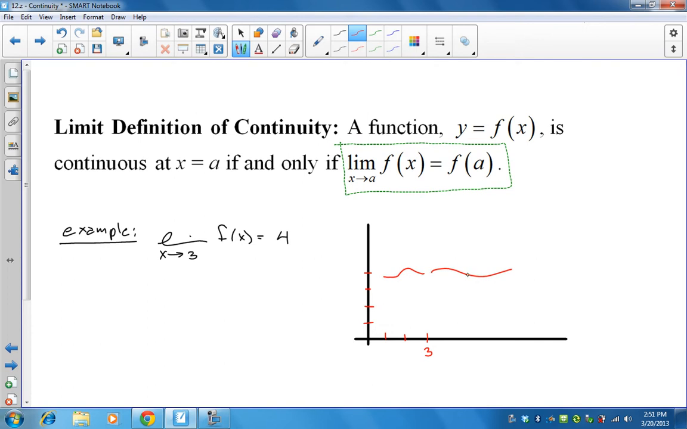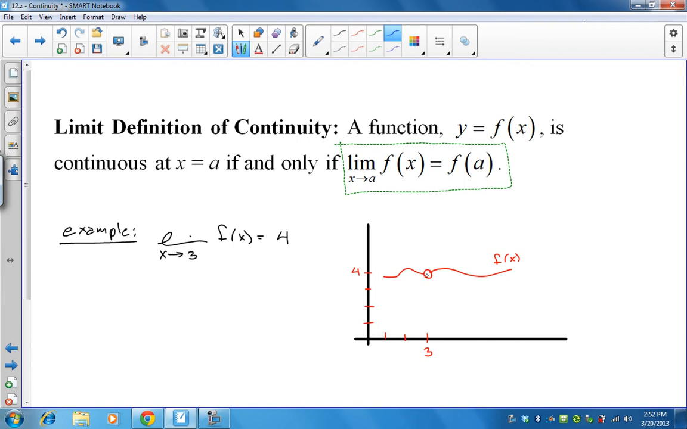All I know is that left and right sides both go towards 4. I don't know what's happening way far away. Also, a limit can exist if there is a hole there. So what I have right here is I've drawn some function so that the limit as you approach 3 is 4. Left and right sides are both going to the same place. So the limit does exist, but I still have a hole. This is not continuous yet.